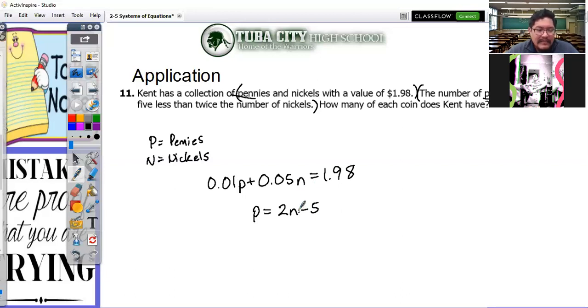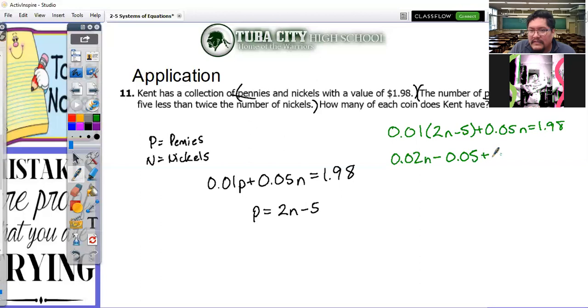So let's keep going with this. I'm going to have to plug it in. Here, it's already solved for P. So let's use substitution. I'm going to plug the whole thing in here, and I want to go a little bit faster, because we have to be cognizant of the time. 0.05 times 2n minus 5, plus 0.05n equals 198. Hope I don't make a mistake on this.